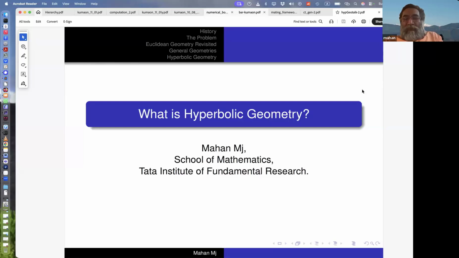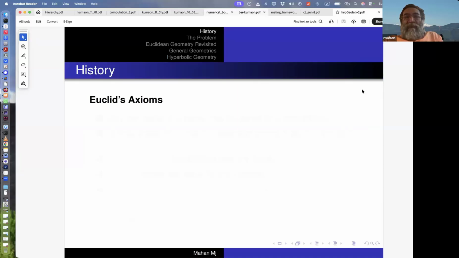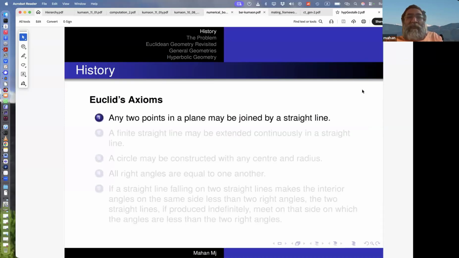So what is hyperbolic geometry? And the best place to start is to ask an even more basic question: what is geometry, as we see in the introduction to geometry in schools? So we start studying geometry with Euclid's axioms. And so, what are these axioms? The first axiom says that any 2 points in a plane may be joined by a straight line segment. So the first axiom, when it talks about a straight line, it really means a straight line segment.